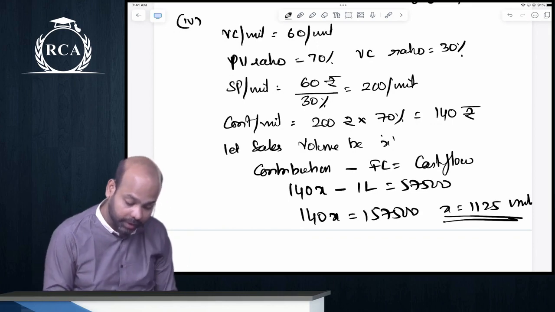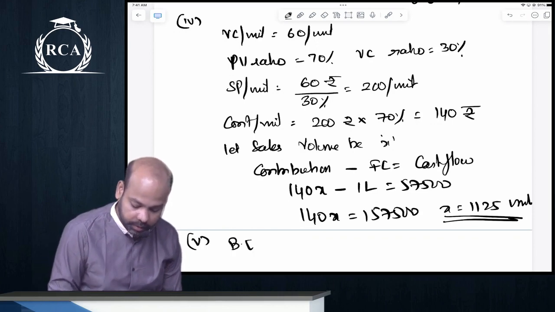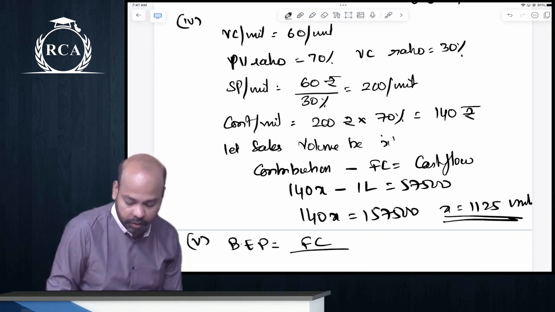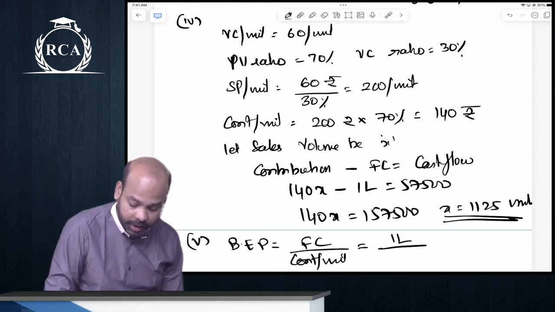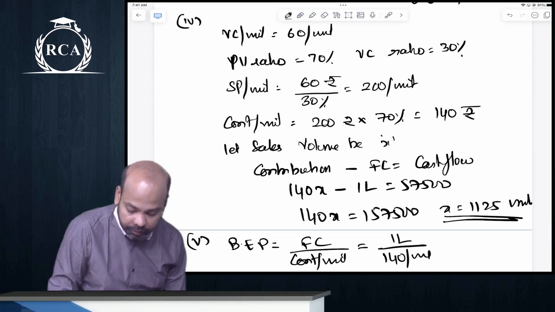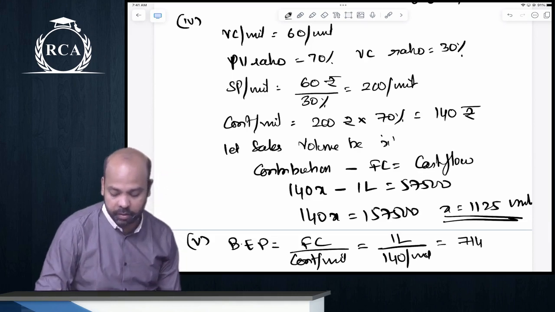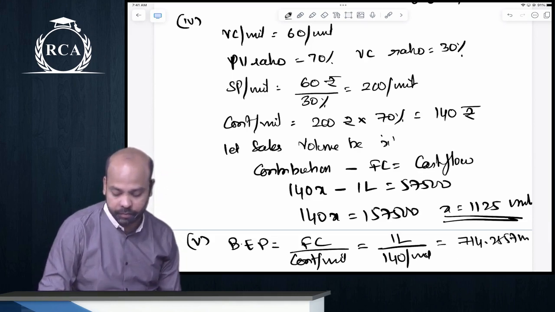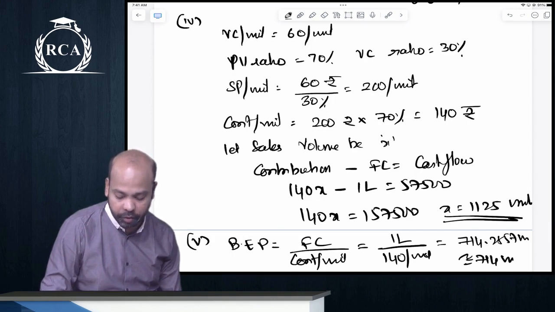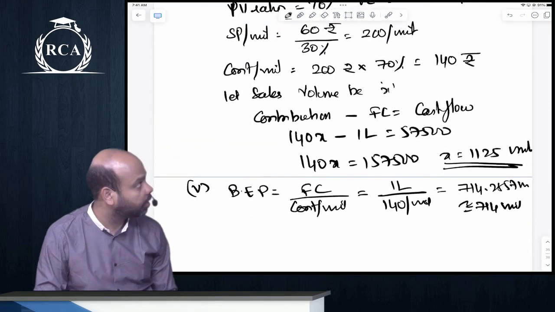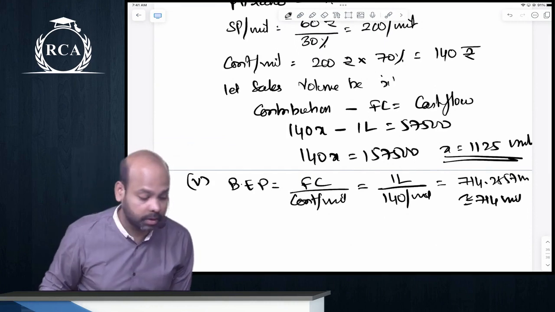Break even point कैसे करोगे बेटा? Break even point is fixed cost divided by contribution per unit. Fixed cost is 1 lakh. Contribution is 140. Approximately 714 units. Once you get this बेटा समझ में आया नहीं आया?